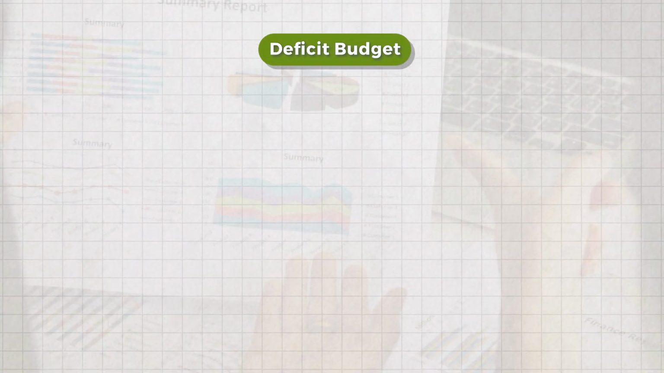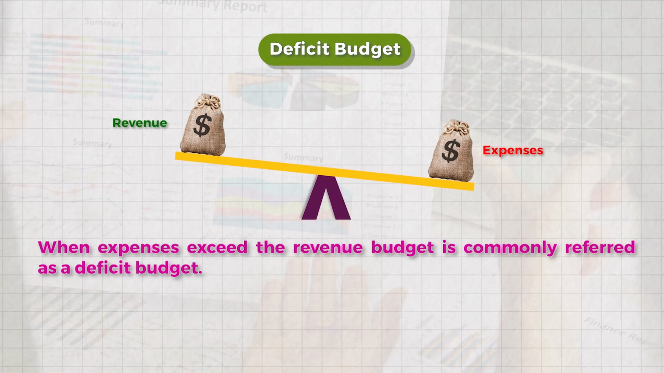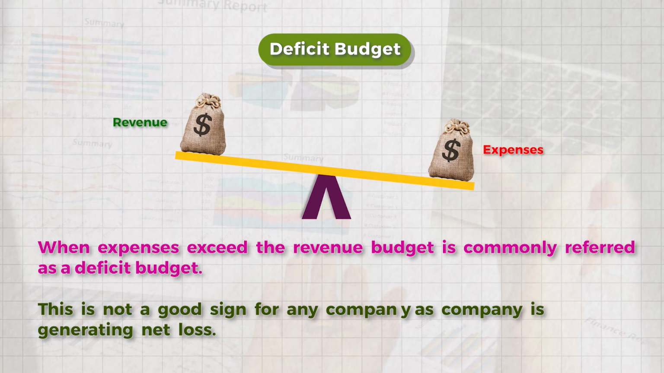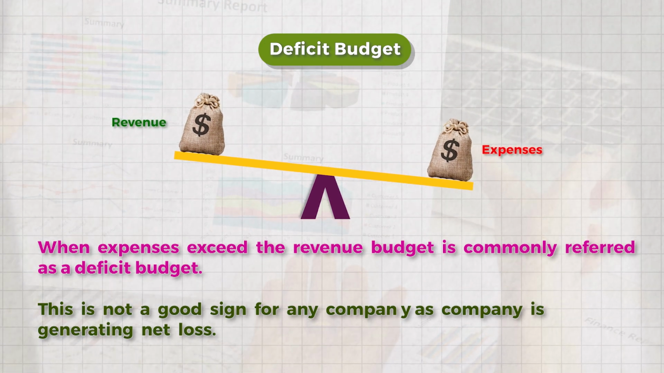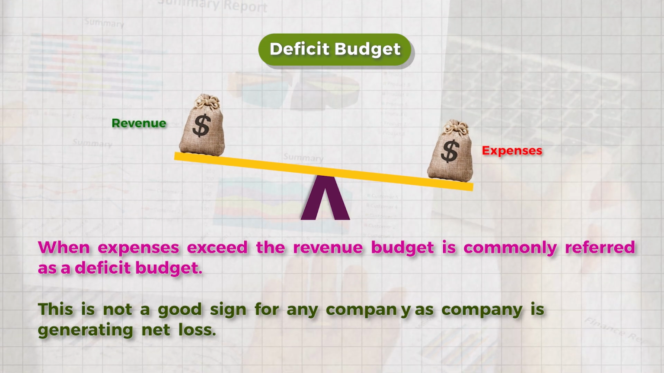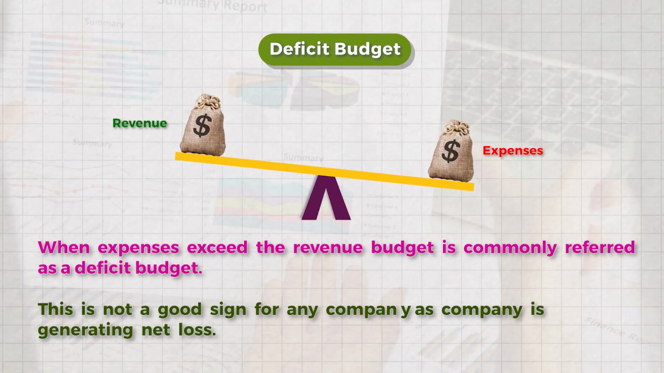Next is the deficit budget, which means expenses will exceed revenues, that is, the expense will be more than the income. This is a negative sign for any company or organization: if their expense is more than their revenue, it means the company is generating a net loss, not a profit.